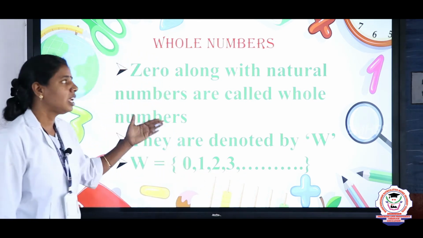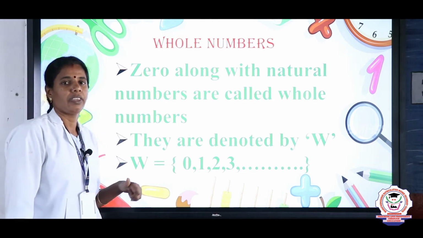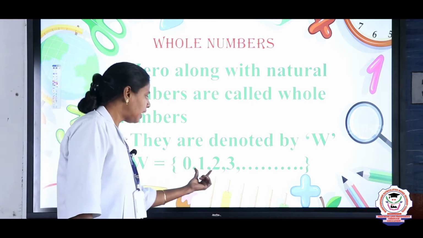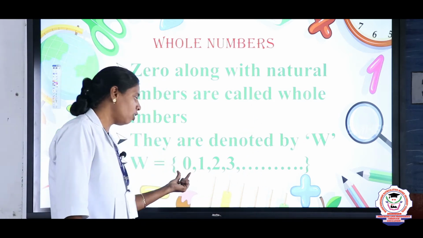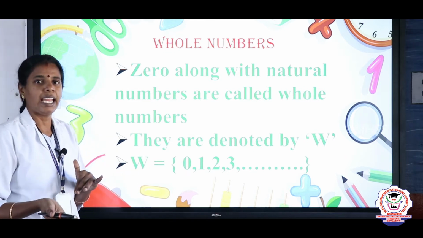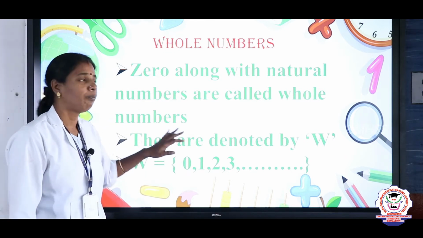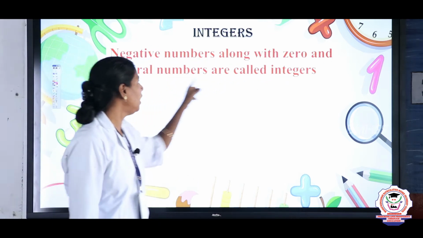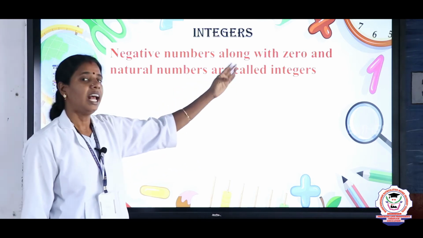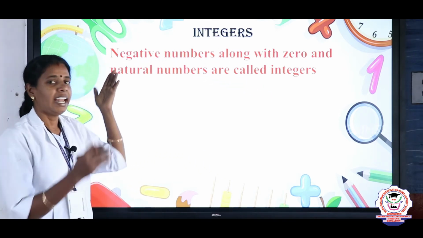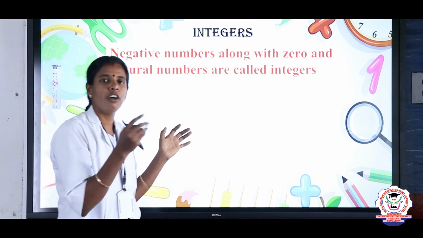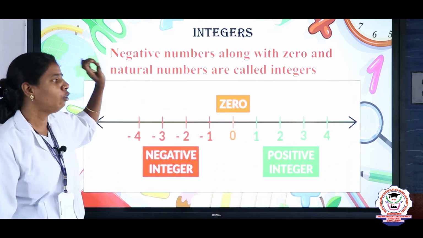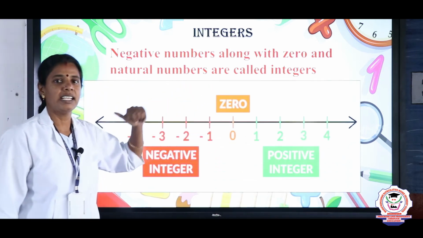The next we are going to see is what is an integer. Up to now we have seen what is natural number and whole number. So 1, 2, 3 are positive numbers and 0 is neither positive nor negative. So what about negative numbers now? Negative numbers along with 0 and natural numbers are called integers. So when negative numbers and positive numbers with 0 are together, that set of numbers is called integers. Is it clear?